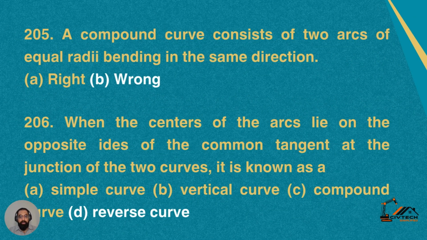205. A compound curve consists of two arcs of equal radii bending in the same direction. Option A is right, option B is wrong. So B is the correct answer, which is wrong.